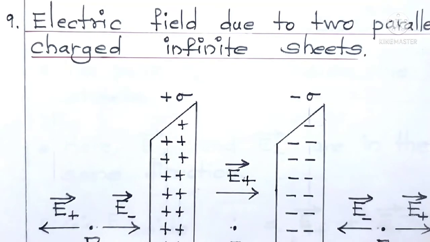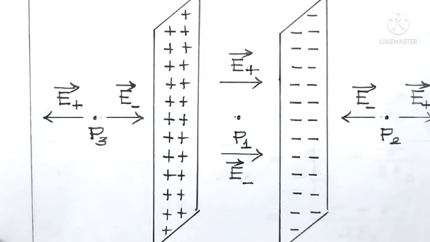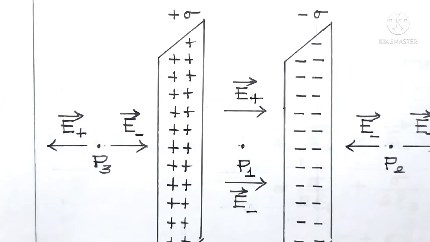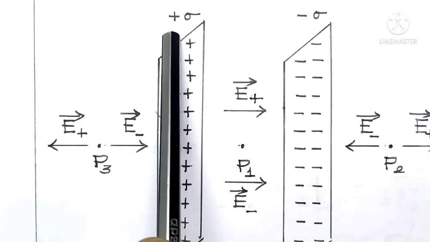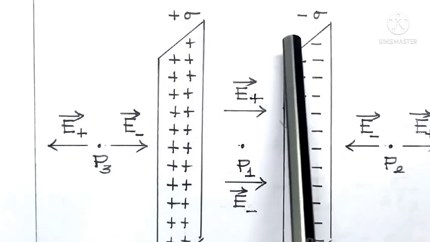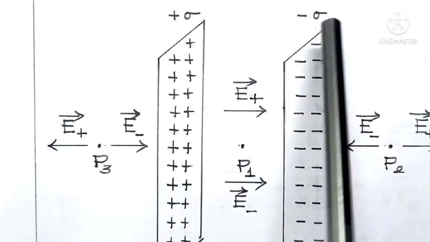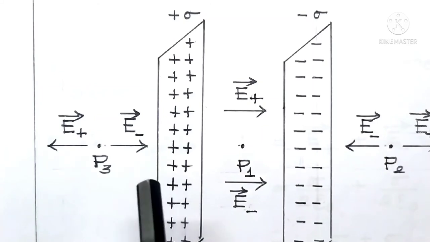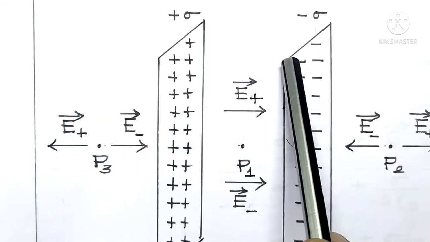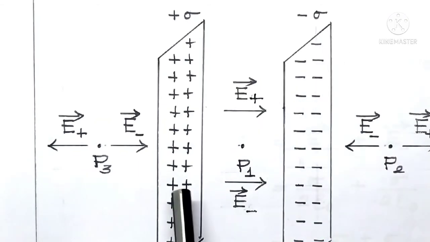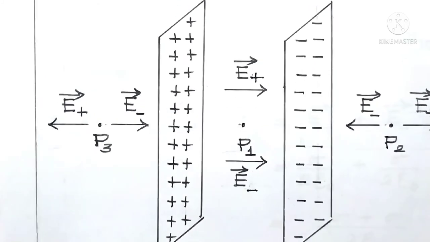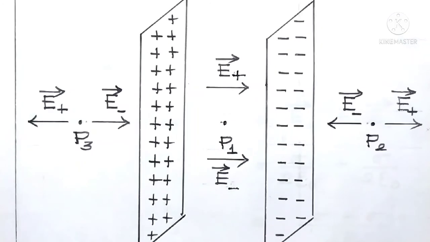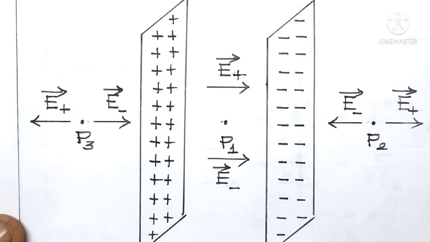Here, two parallel infinite charged sheets are there, and one has got charge density as plus sigma and another one has got minus sigma. The sigma is nothing but surface charge density of this sheet. So this is positively charged and this sheet is negatively charged, and both of them are kept parallel to one another. Here in this case, we are going to find out the electric fields at 3 points.